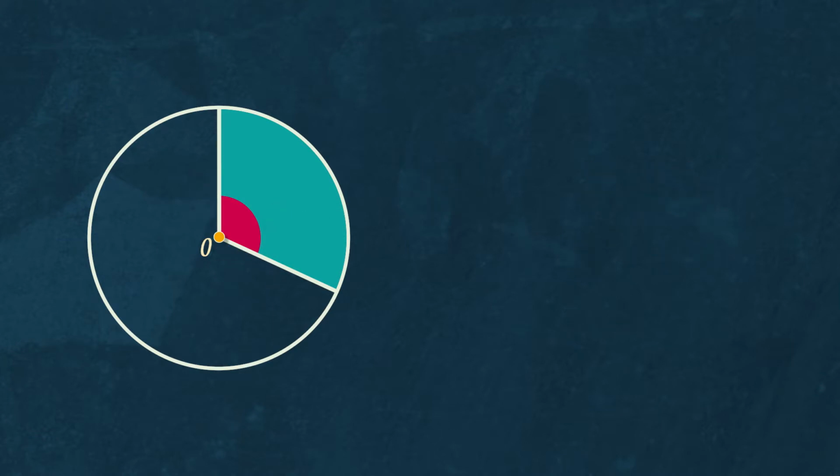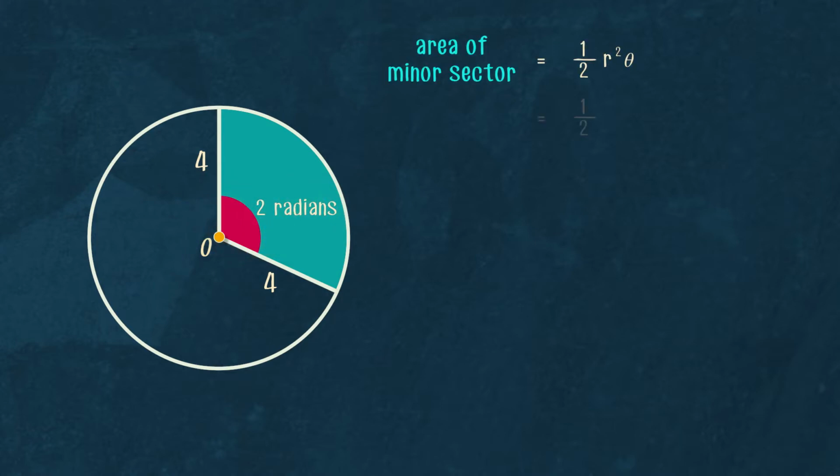Let's look at this circle with a radius of 4 units. The angle subtended by the sector at O is 2 radians. Substituting these values into the formula for the area of this sector, we get half multiplied by 4 squared multiplied by 2 radians, which is equal to 16 square units.